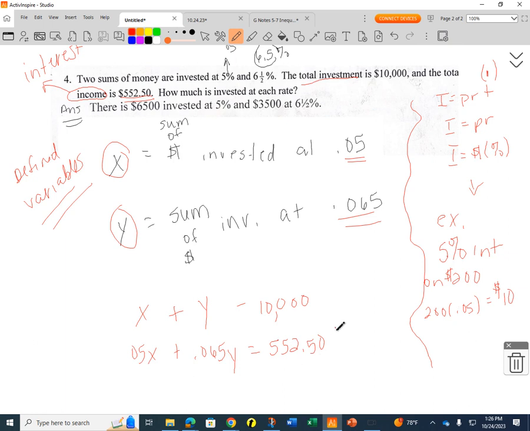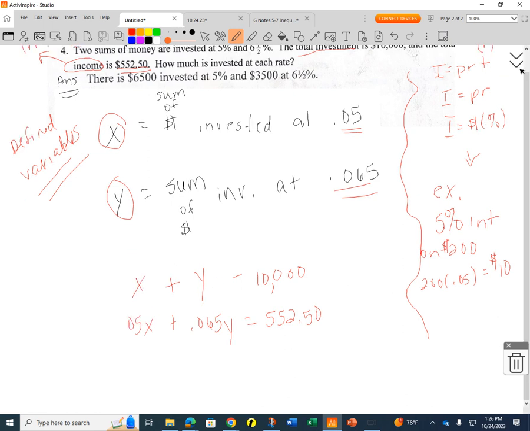Investment is how much money, the two different pots of money or two different sums of money, but we have to have the x's and y's in both sentences. So now we have a system of equations. So this is our system. You define your variables, then you write your system. Now these do have decimals in them, so they're a little wonky, but that's okay.